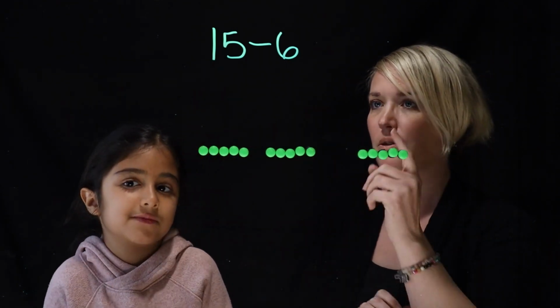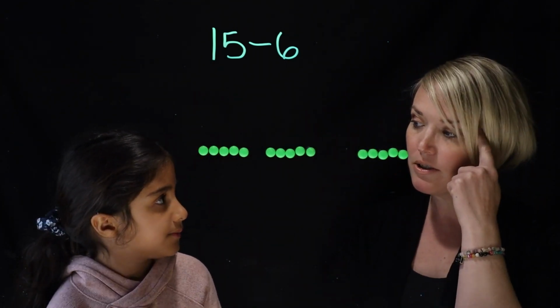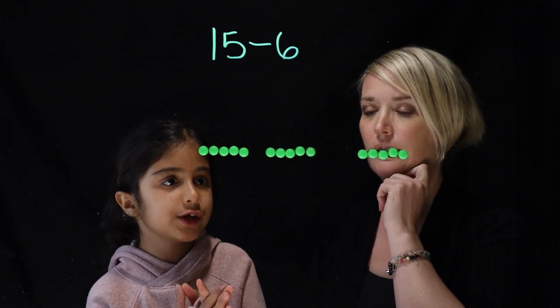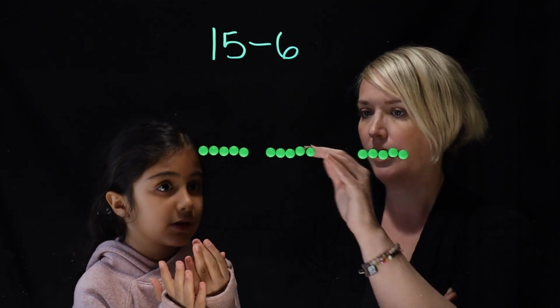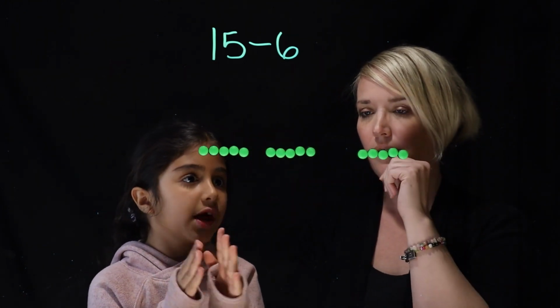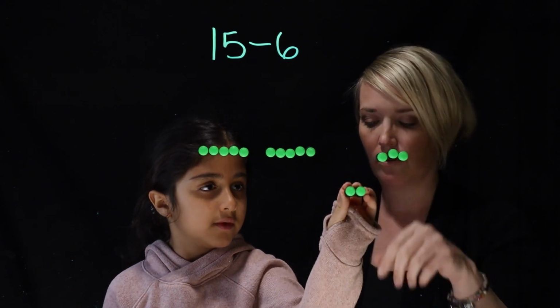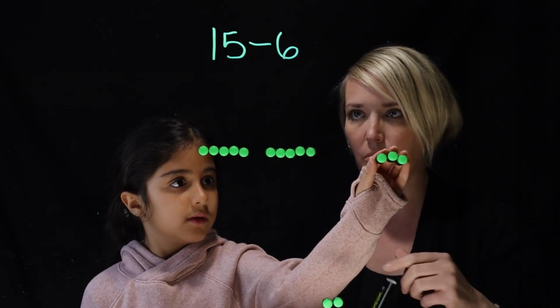Okay, so 15 minus 6. So how are you picturing this in your mind, Nikki? So I'm basically picturing it in lines. Yep, so you have this. So I imagine that I'm covering up the 5. Okay, so let's just write this out for them.